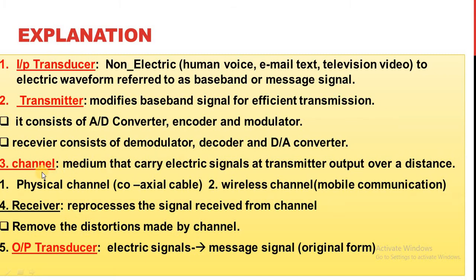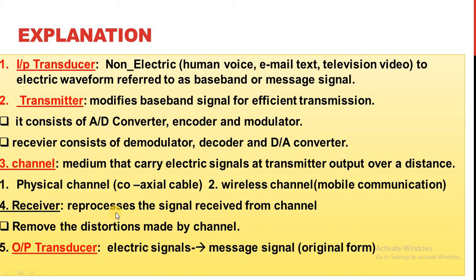Okay. Next one, channel. What is a channel? A channel is a medium that can carry the electrical signal at the transmitter output over a distance. There are two types of channel available: physical channel and wireless channel. If there is any physical connection between the transmitter and the receiver, then it is called a physical channel. An example of a physical channel is coaxial cable. If there is no physical connection between the transmitter and the receiver, then it is called a wireless channel. The best example for a wireless channel is mobile communication.